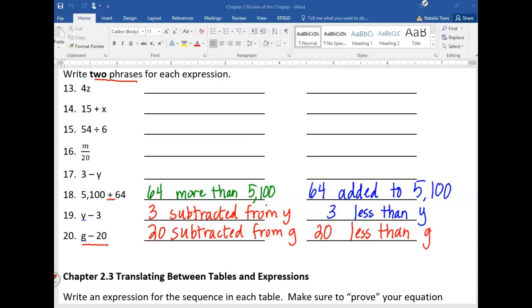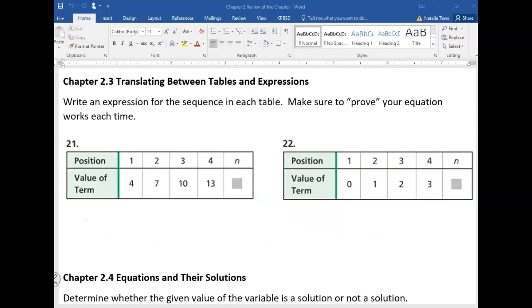Okay, all right, let's go ahead and go to number 21. I think it's a tape. Okay, number 21. I noticed from this number to this number, they're getting bigger. So my two choices are adding and multiplying. If the numbers are getting bigger, then I know I'm going to be doing adding or multiplying. So I'm going to try it out.